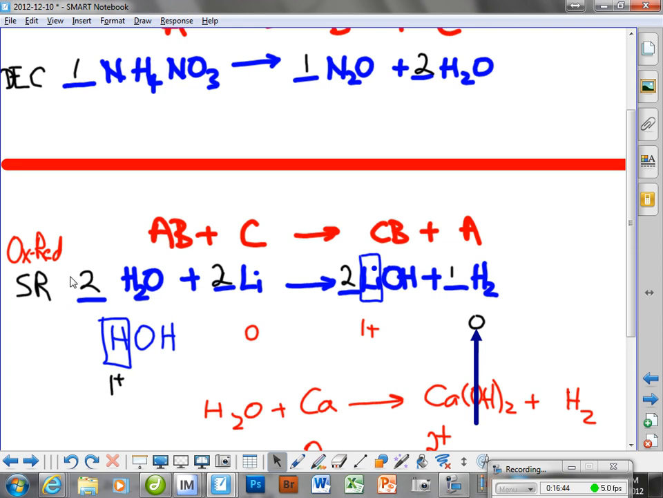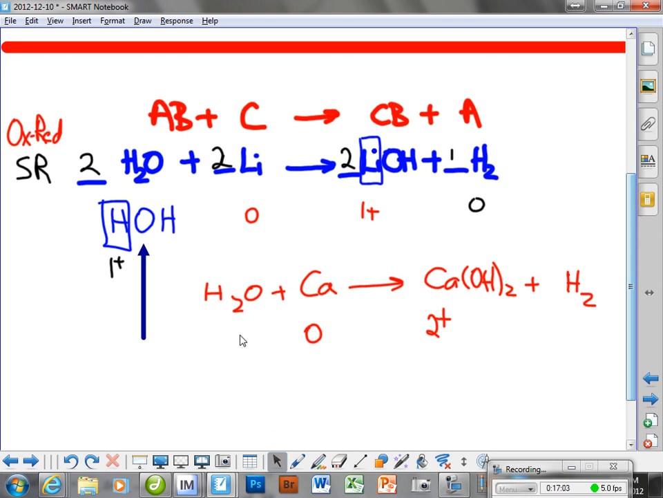So this is two kinds of equation. Single replacement because the water or the hydrogen here gets bumped by lithium, and it's oxidation reduction because there's a change in charge, like I explained earlier. And let's look at another redox. This guy is water, where calcium now is replacing hydrogen. And so we get calcium hydroxide. And if we put litmus paper into the water where this happens, it's going to be basic. And we're going to see bubbles.